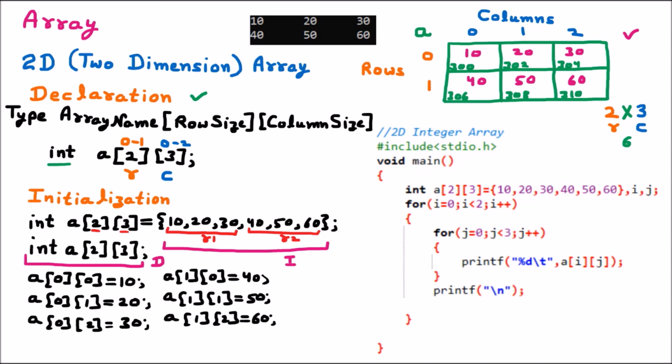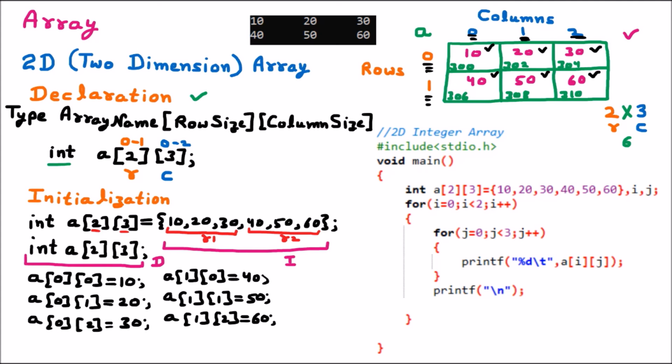So here we can see that 0, 0, 10. So that means A 0, 0 we are giving the value 10. Then 0, 1 we are giving the value 20. Then 0, 2 the value we are giving is 30. Then afterward first row means first is the index. So here 1, 0 we are giving value 40. Then 1, 1 the value is 50. And 1, 2 the value is 60.